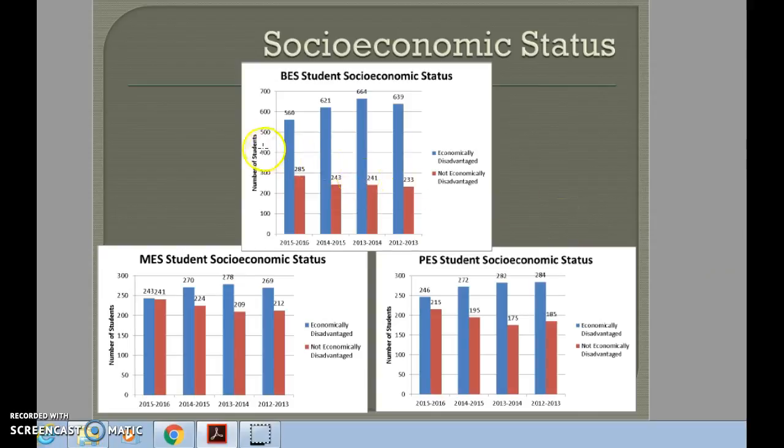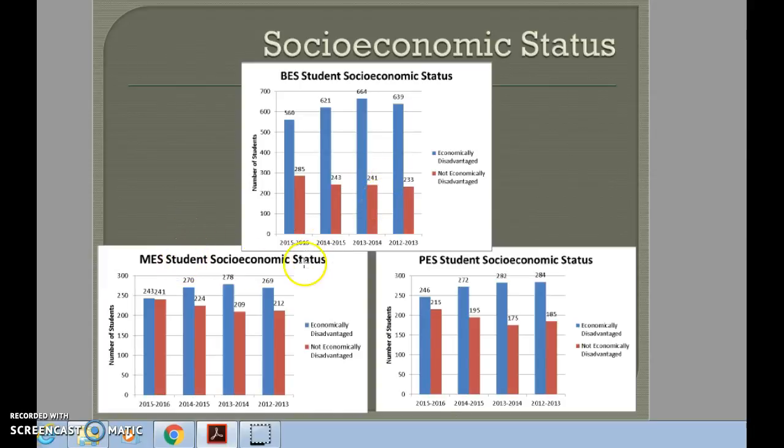Next, we're going to look at our socioeconomic status in regards to our school, BES, as well as how it looks in comparison to MES and to PES, our other elementary schools in our district. The first thing to notice with our BES graph here is that consistently our population of students that are economically disadvantaged stays at least double the numbers of our students enrolled who are not economically disadvantaged. So we do have a very drastic difference in our students in that socioeconomic range.